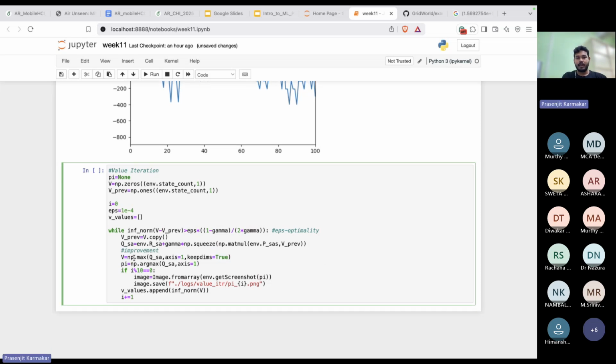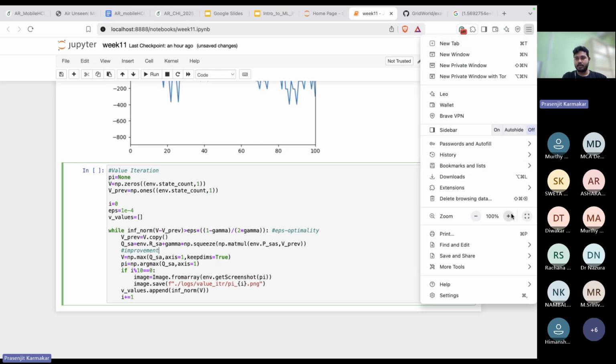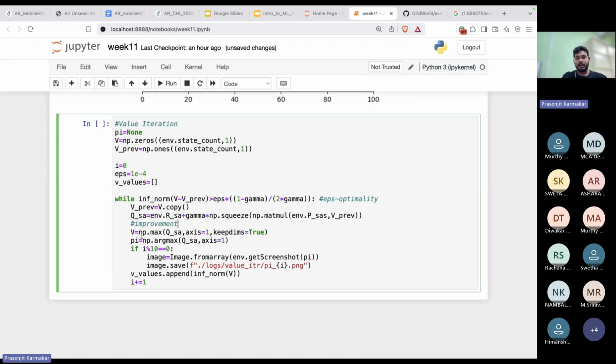I guess you can see the code, right? I can zoom in a bit. Then I'm improving the value and the corresponding policies. This is basically a greedy improvement on q: you take the argmax, and for the value you take the maximum value from q. Whatever action has the maximum q value, you take that action, and the corresponding q value becomes the value for that state.